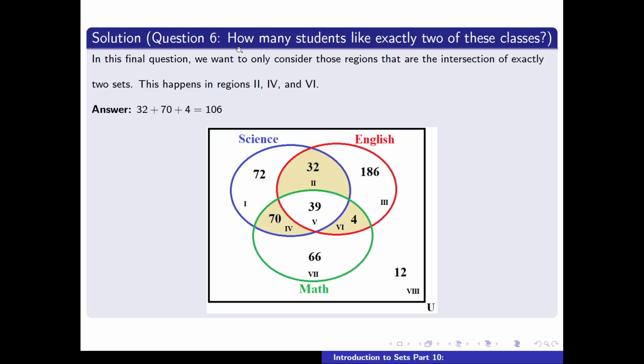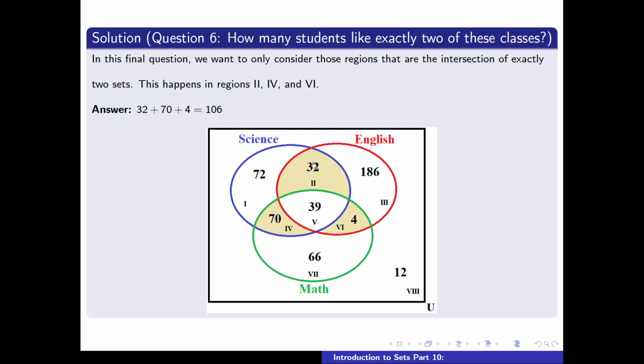Question 6. How many students like exactly 2 classes? Right, so in this final question, we want to only consider those regions that are the intersection of exactly 2 sets. So not just one set by itself, not all 3 sets, but exactly 2 sets. So we're looking for those that are in science and English, but outside of math, in science and mathematics, but outside of English, and those that are in English and math, but outside of science. So they only like 2 of the 3.